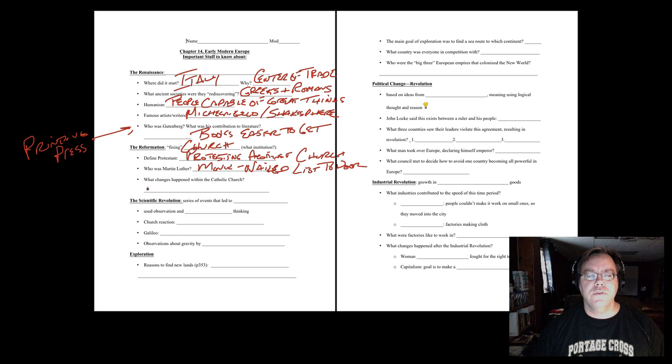What changes happened within the church at the Council of Trent? The Catholic Church decided to be more concerned about faith and religion and less concerned about political power. So let's say more faith, less politics.